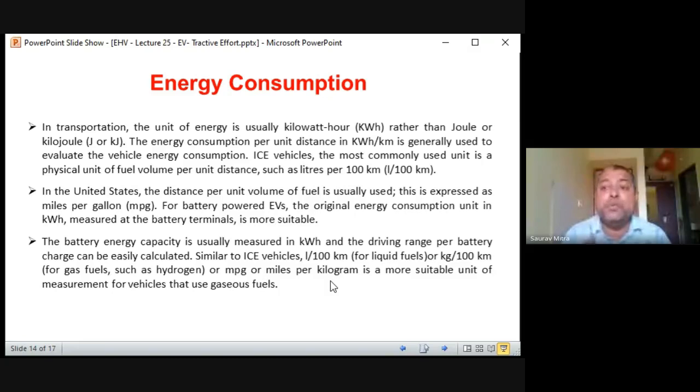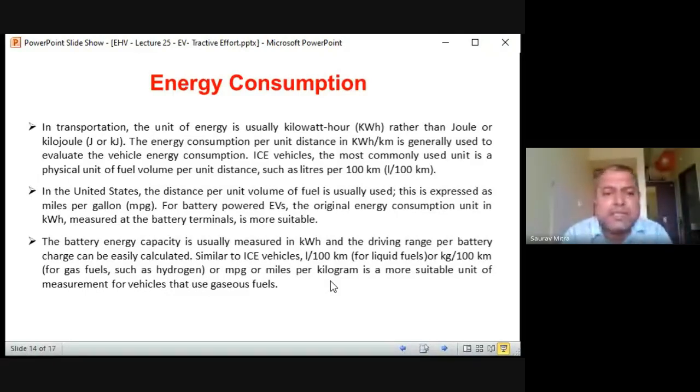That means if I charge it fully once, like once I fill up the tank totally, how far can I go? That is for the gasoline or petrol based vehicle. Likewise in an electric vehicle, if I charge it completely in one charge, how far it can go is a measure of the energy consumption of the vehicle. So similar to ICE vehicles, liters per 100 kilometer for liquid fuels, or kg per 100 kilometer for gas fuels such as hydrogen, or mpg, miles per gallon. That is a more suitable unit of measurement for vehicles that use gaseous fuels.